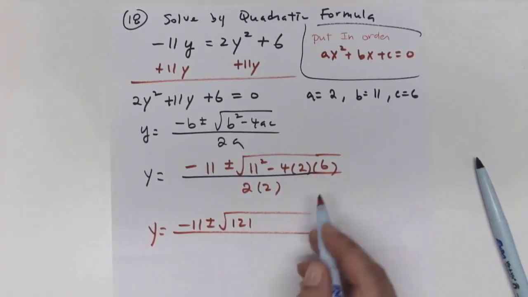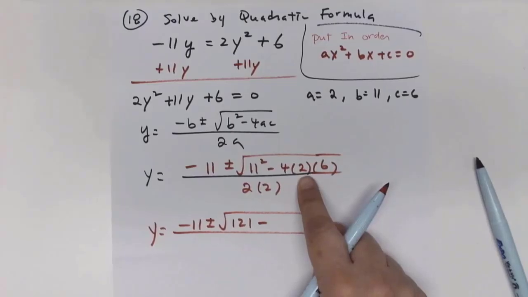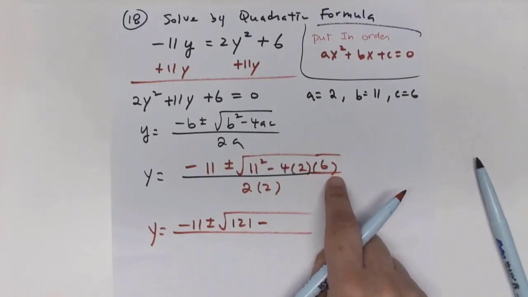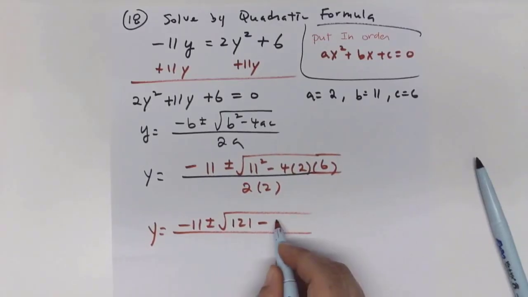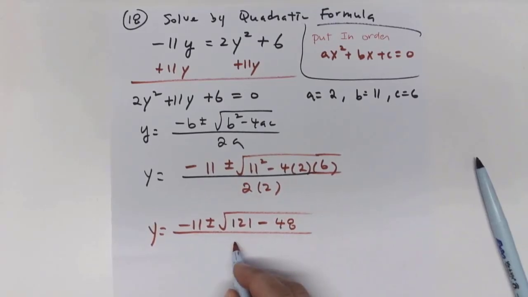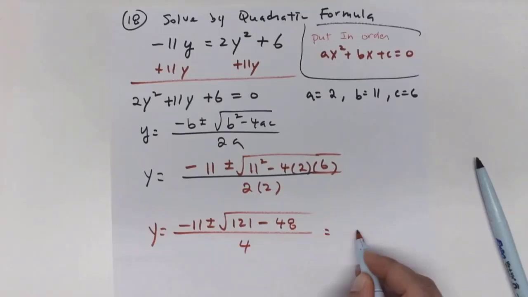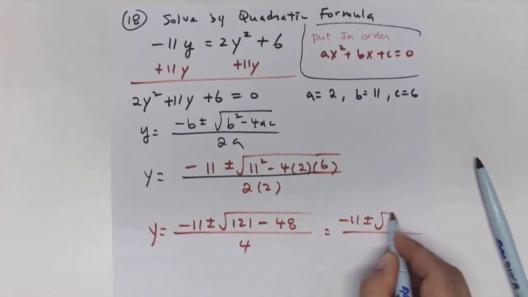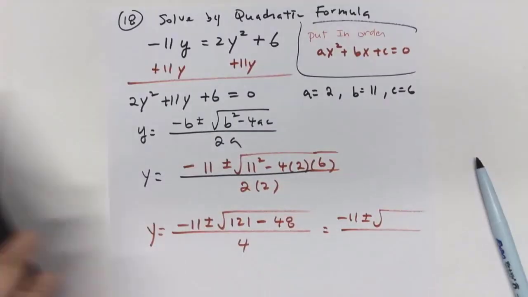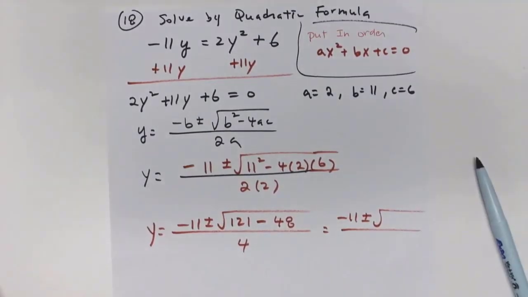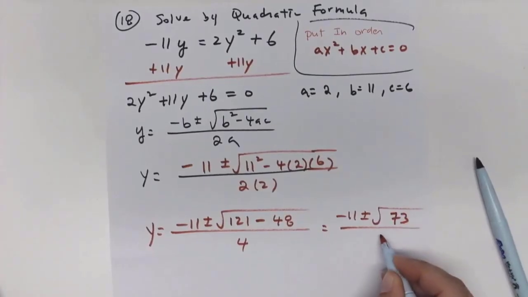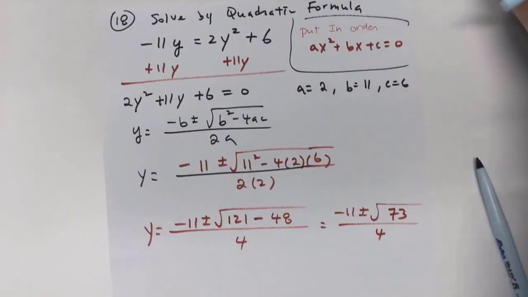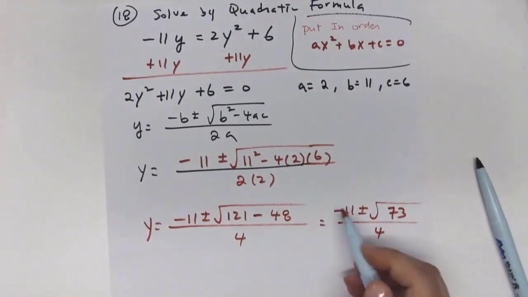Minus 4 times 2 times 6. 4 times 2 is 8 times 6. 8 times 6 is 48. At the bottom we have 4. So now we have negative 11 plus minus, I need 121 minus 48. I know you don't have a calculator today, so I'm going to help you out with that. We have 73 here. This is 4. I don't think 73 can be broken down any further, so this is going to be the answer.